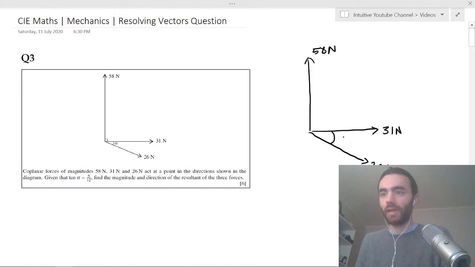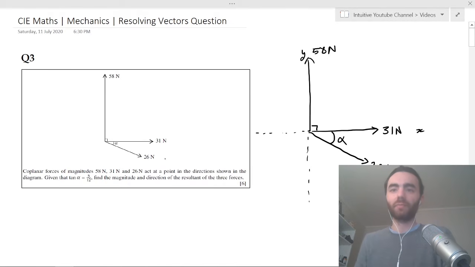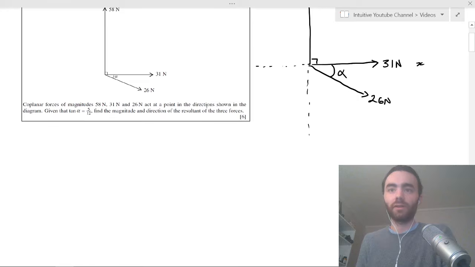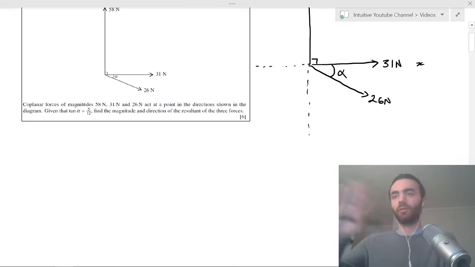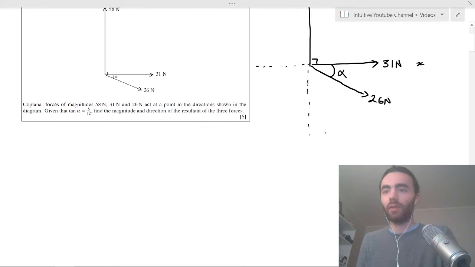So we've got this, and then we've got this angle here, and this is at right angles. It'd also be good to note this is the x axis, and this is the y axis. I'll put the y up here. It's conventional. Okay, so it says that we have these three coplanar forces, which just means they're all acting on the same plane, so they're all acting on this two-dimensional plane, and the directions are shown. It's also given here that tan alpha equals 5/12.